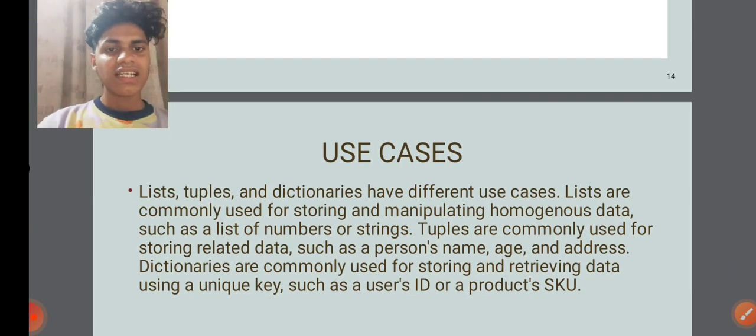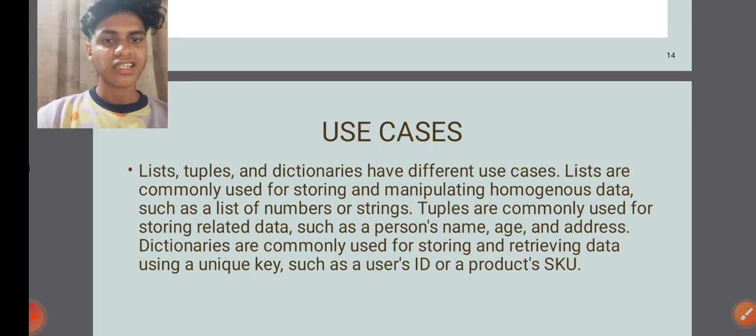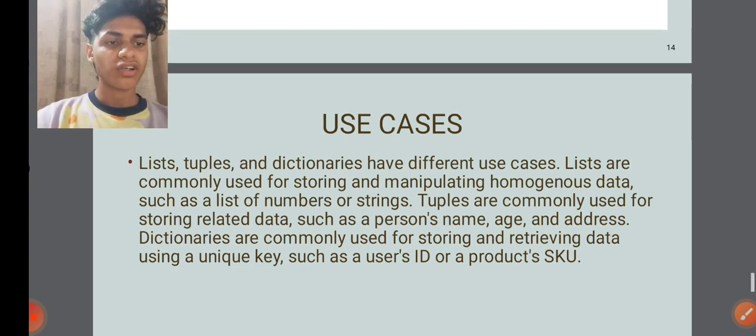Use cases. Lists, tuples, and dictionaries have different use cases. Lists are commonly used for storing and manipulating homogeneous data, such as lists of numbers or strings. Tuples are commonly used for storing related data, such as a person's name, age, and address. Dictionaries are commonly used for storing and retrieving data using a unique key, such as a user's ID or a product SKU.